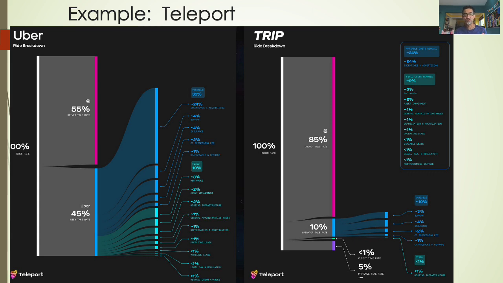So what's Teleport trying to do? We already have Uber and Lyft and Didi. Trip, it's also called Trip. That's their protocol.